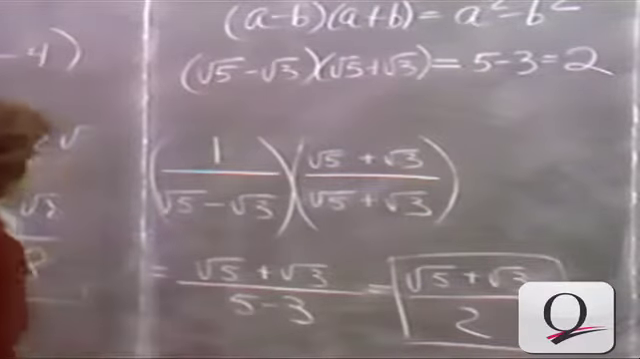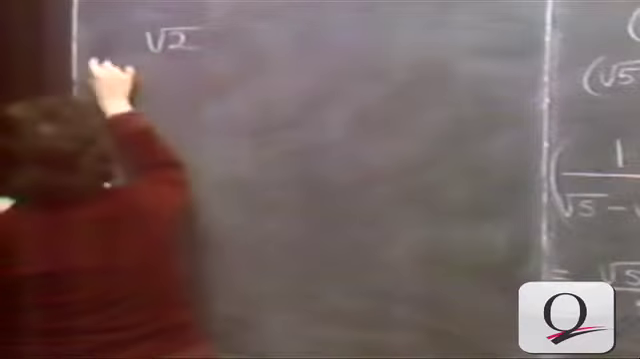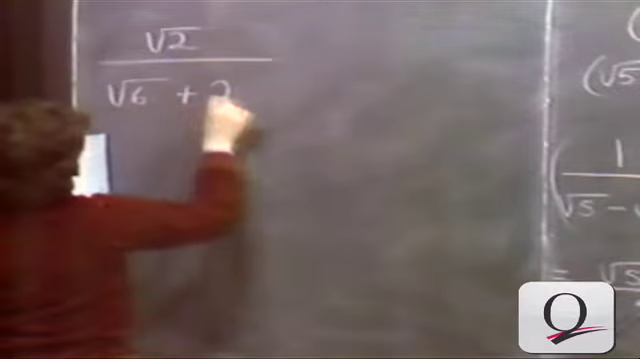Okay, let's try another example in rationalizing a binomial denominator. Square root of 2 over the square root of 6 plus 2.